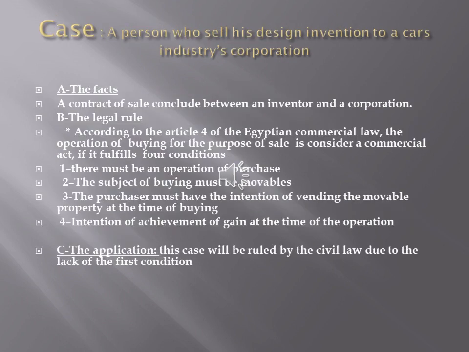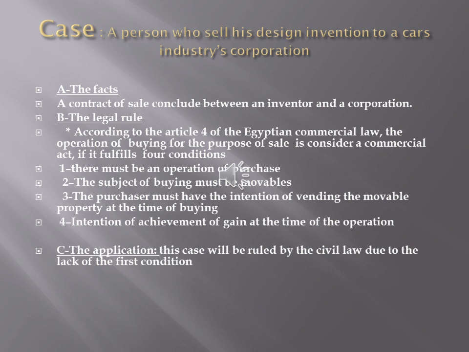This case is related to the operation of buying for the reason of sale. A person bought some equipment, then he made an industrial design and gave it to a corporation working in the field of the car industry. So we first mention in the fact that there is a contract between two persons. First, the designer, and the second party is the corporation itself. Then we will mention the legal rule, and we will indicate Article 4, paragraph A, with the four conditions that must be fulfilled.